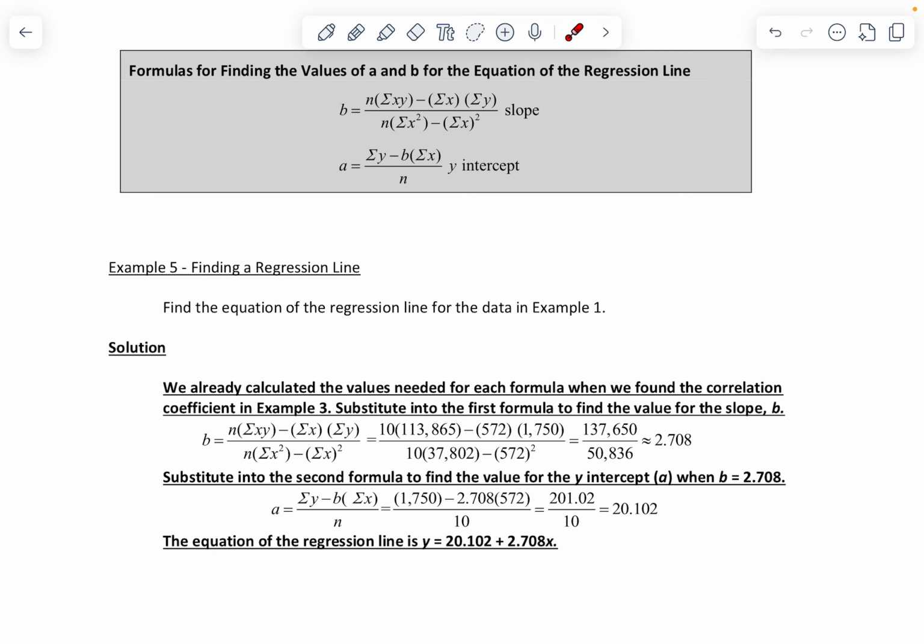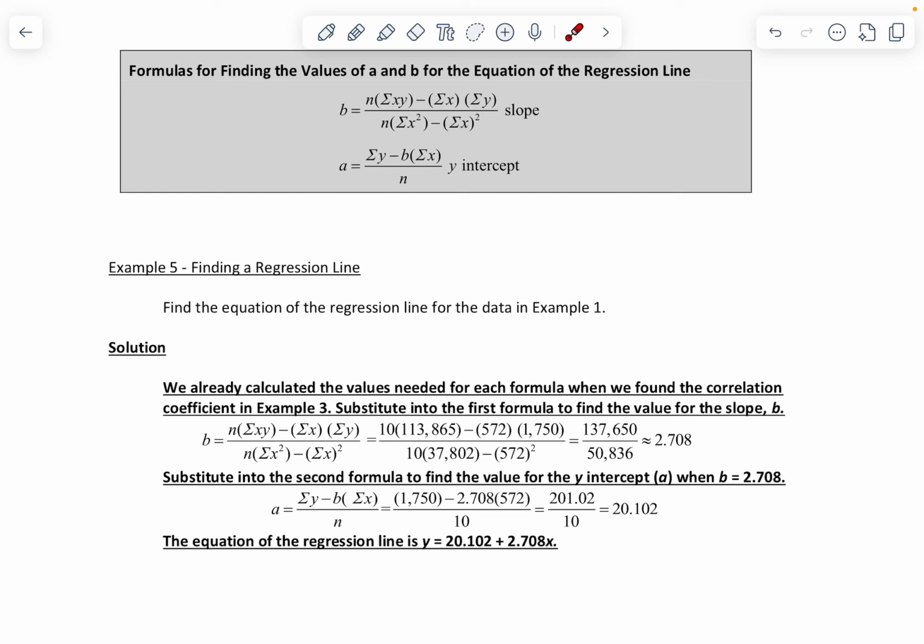Okay. So in example 5, it says find the equation of the regression line for the data in example 1. We already calculated the values needed for each formula when we found the correlation coefficient in example 3. So we just substitute into the first formula to find the value for the slope b. Again, these numbers were calculated from the table in example 3 where we did the correlation coefficient. We just plug those numbers in, simplify down, round to about 3 decimal places, which is generally good enough. So my value of b here, my slope, is about 2.708.